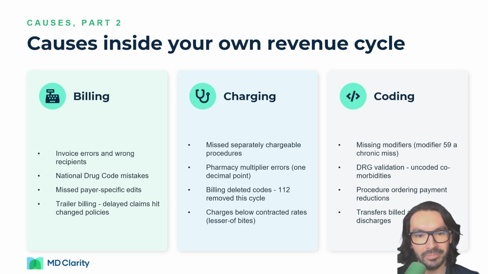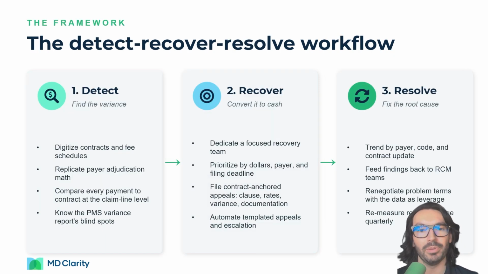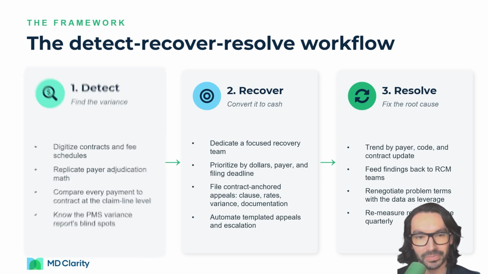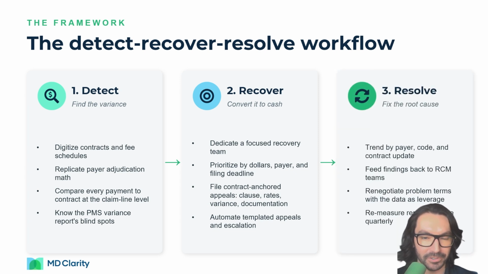The lesson here: an underpayment program that only audits the payer is doing half the job. The same detection discipline must point inward. So how does a mature organization actually attack this? With a 3-phase workflow: detect, recover, resolve. And I want to emphasize, each phase is necessary. Skip any one of them, and you will either leave dollars on the table, or you recreate the same leakage next quarter.